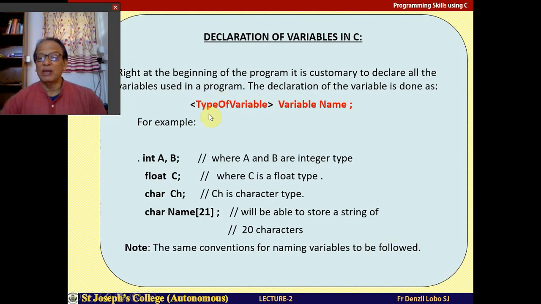Again, how do we declare the variables in C? I give the type of the variable and the variable name. Int, for example, a, b; float c; char ch; char name[21]. So you can input any character string up to 20 characters only, not more than 20. We will come to that later when we deal with character strings. So this is how we are going to declare, and this has to be done right at the beginning of every C program.